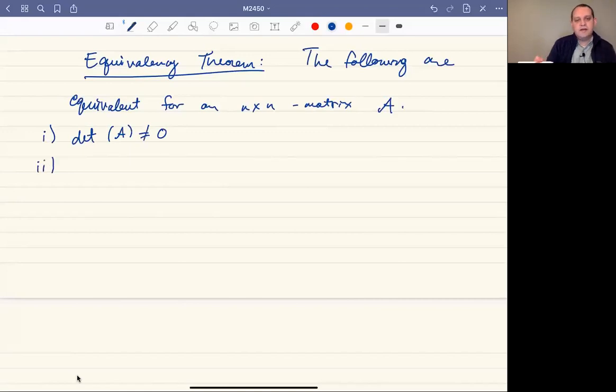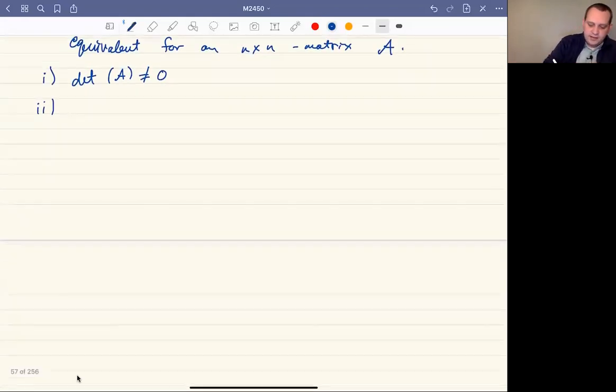And it turns out that if the determinant of A is non-zero, then we get all of the following consequences. We get that A has an inverse. Okay, so that's a big one right away. So if the determinant of A is non-zero, then A has an inverse.